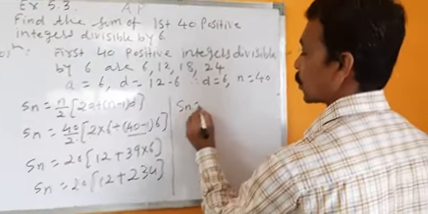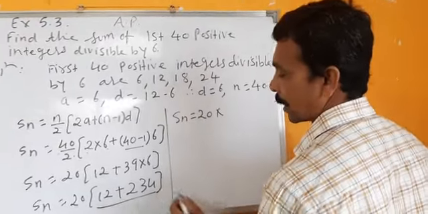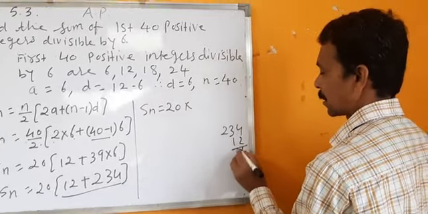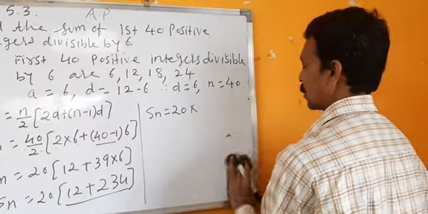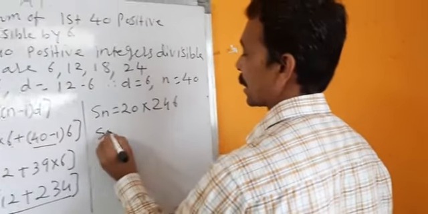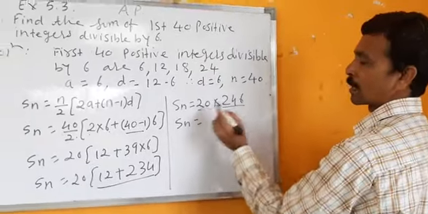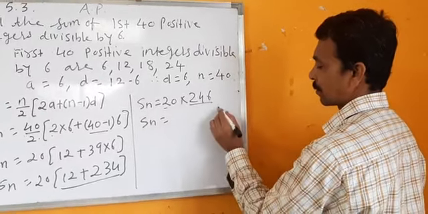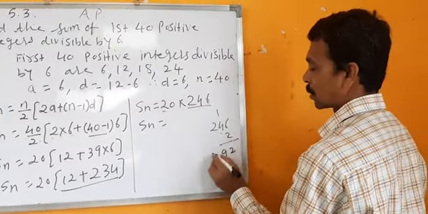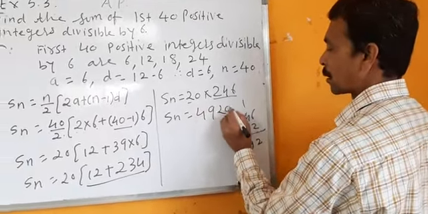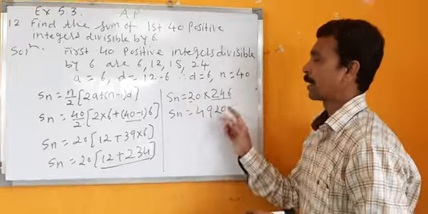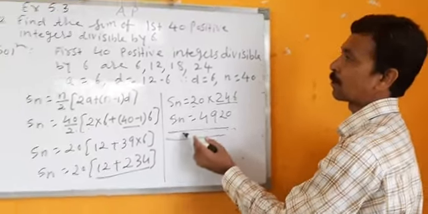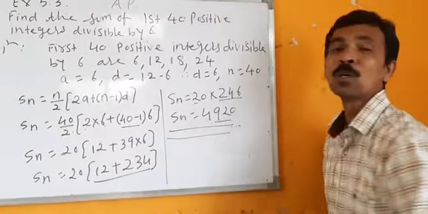SN is equal to 20 into, what is 234 plus 12? It is 234 plus 12. This is 246. SN is equal to, I will multiply 246 by 2 and then I will add 0. 246 into 2: 6 twos are 12, 4 twos are 8, 2 twos are 4. So it is equal to 4920. 246 into 20 is 4920. So here, the sum of the first 40 positive integers divisible by 6, that is SN, is equal to 4920.